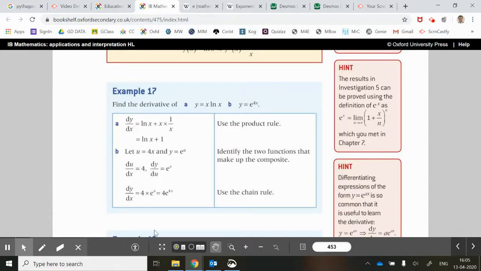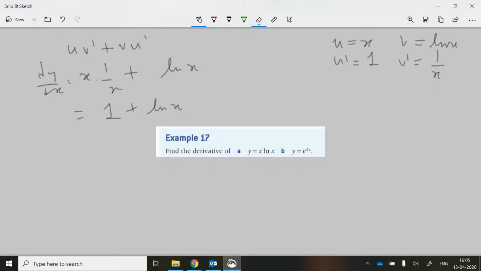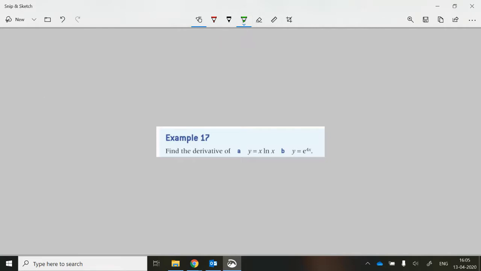Okay, second question here. This one we can see we have a function inside a function, so we can write this one down as e to the power of u, or u of x if you want to. You can call it like that because u is a function of x. I'm just going to write e to the u.